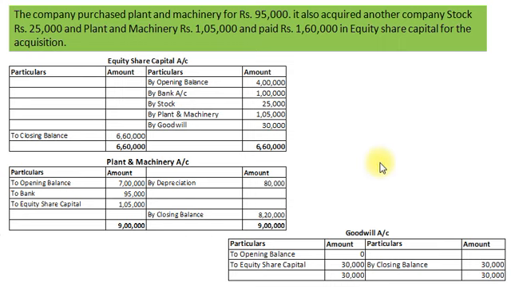Now we will solve adjustment number 2. The company purchased plant and machinery for rupees 95,000. It also acquired another company's stock of rupees 25,000 and plant and machinery rupees 1,05,000 and paid rupees 1,60,000 in equity share capital for the acquisition. So our accounting entry for purchase of plant: plant account debit to bank account.